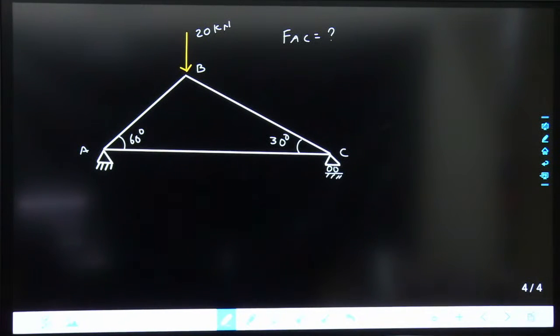No length is given to you. Distance and lengths are not given to you. Find out.